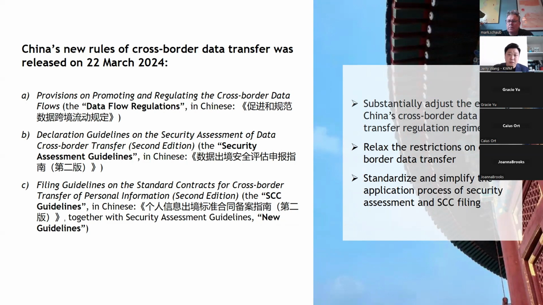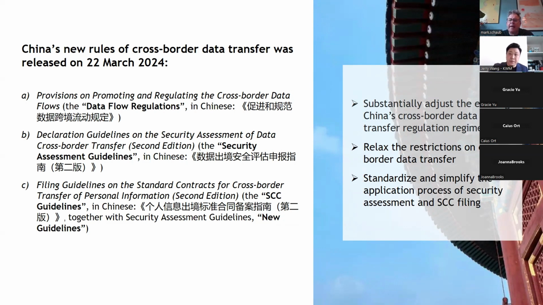The third one is certification. Certification is also a concept copied from the GDPR, but in practice the authority has not released many details on how to use the certification path. So at the current stage it is somewhat out of discussion. Currently we are relying on the security assessment and the SCC filing.